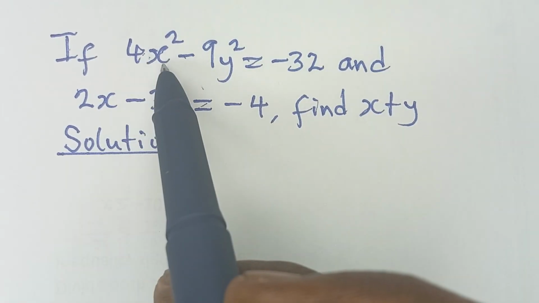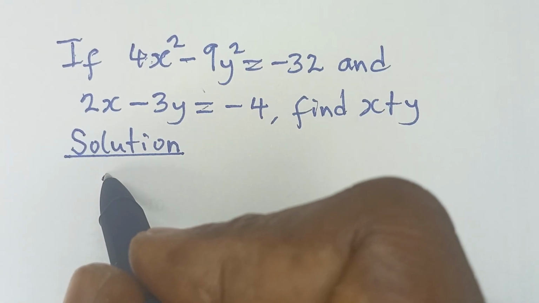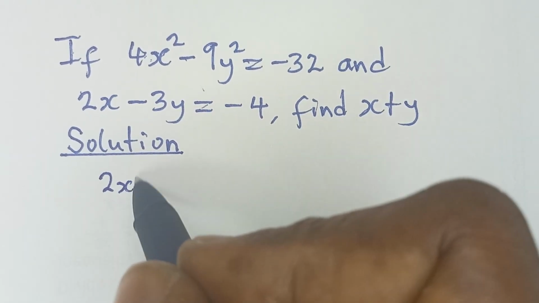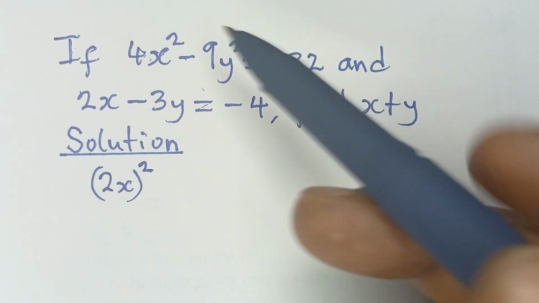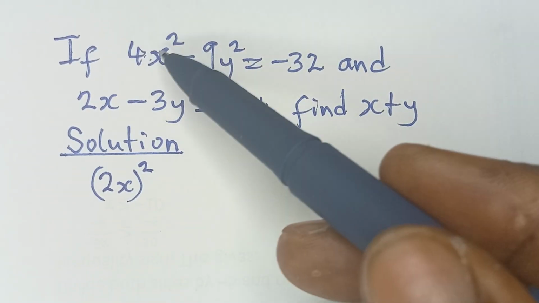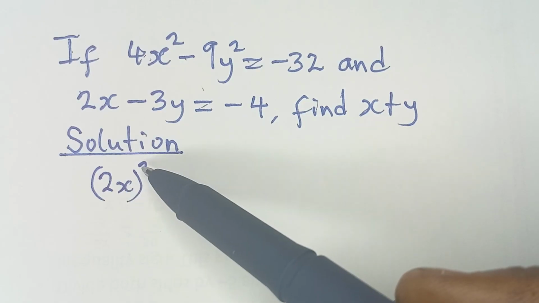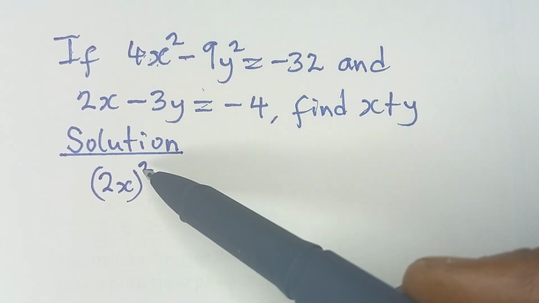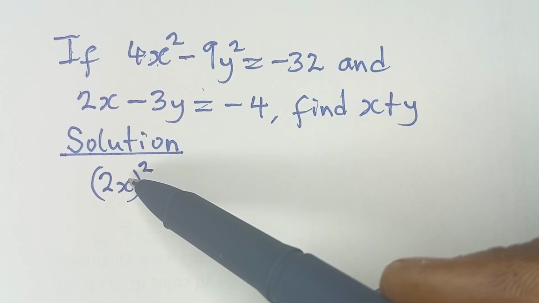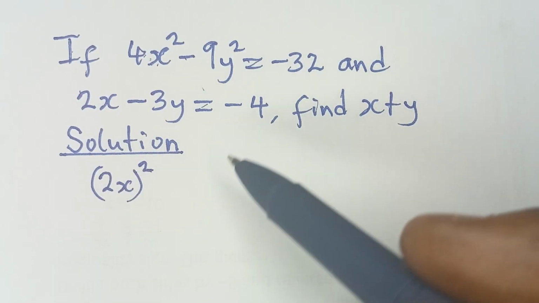If you look at this 4x squared, it can be expressed as 2x all squared. So you can see that the 4 is squared and the x also squared. So we can simply take 2x and then we square it so that this can take us back to 4x squared. Don't forget the square here affects the x here and also affects the 2 here to make it 4.